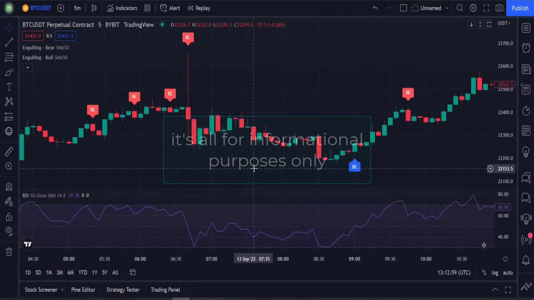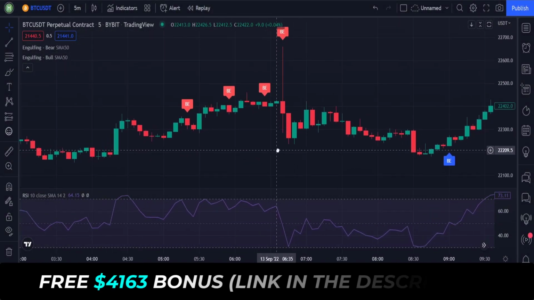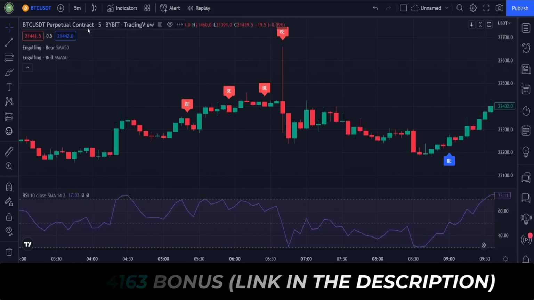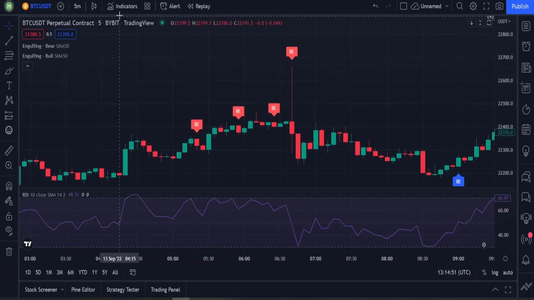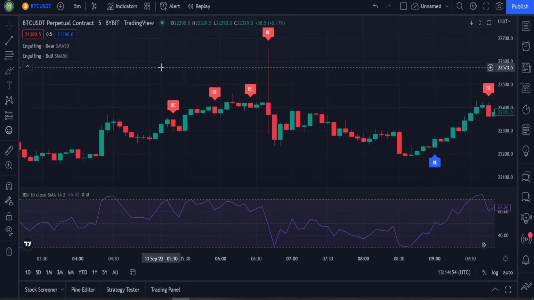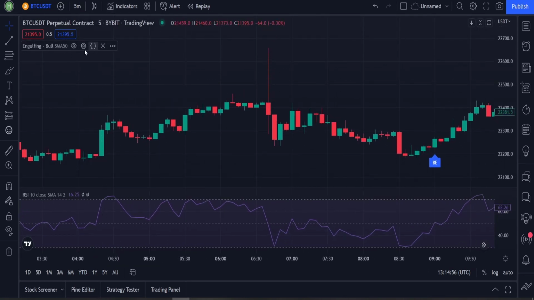So this is what your chart's going to look like when we're done setting up. We're going to be using the 5-minute time frame and regular candles. So let me teach you guys how to set up your charts. I'll cross out all of this so I can show you guys how to add these indicators. This is what your chart's going to look like when you first go into TradingView.